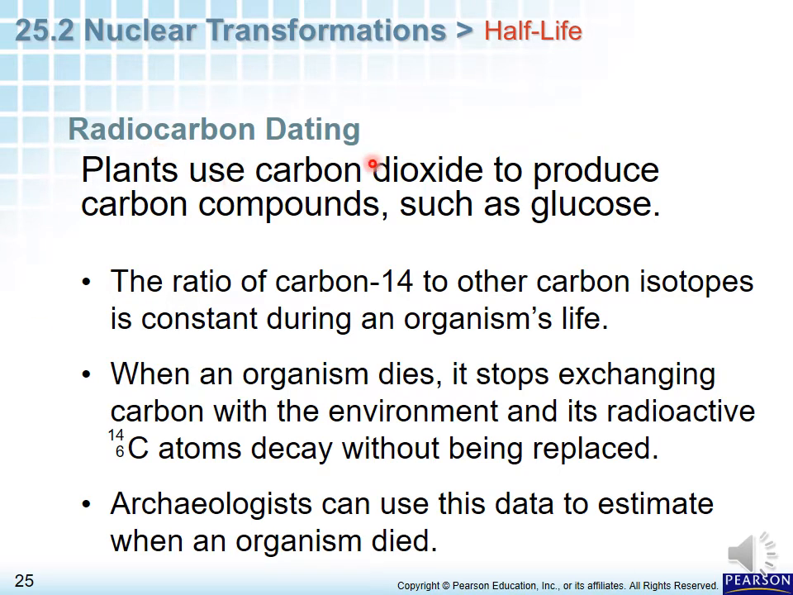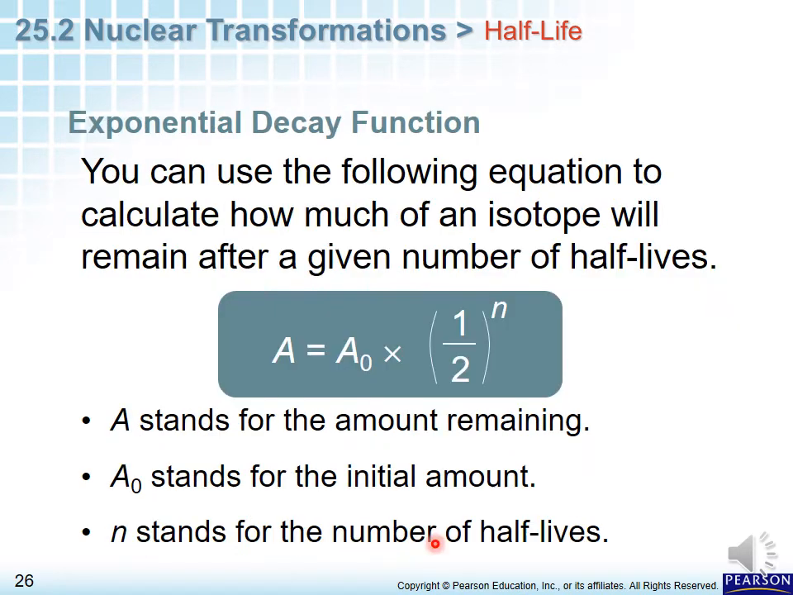Radiocarbon dating. Plants use carbon dioxide to produce carbon compounds such as glucose. The ratio of carbon-14 to other carbon isotopes is constant during the organism's life. When the organism dies, it stops exchanging carbon with the environment and its radioactive carbon-14 atoms decay without being replaced. Archaeologists can use this data to estimate when an organism died.